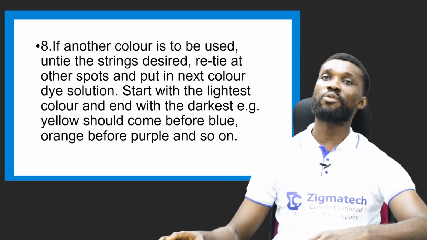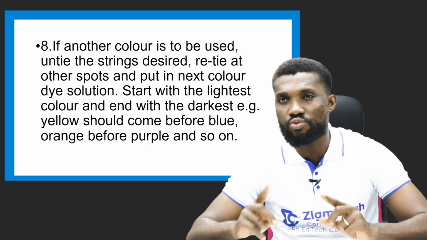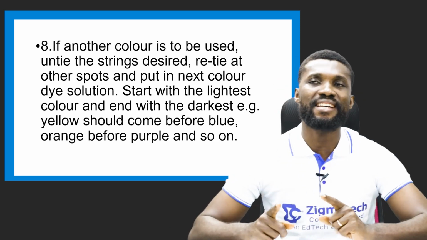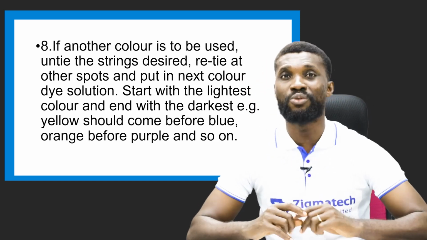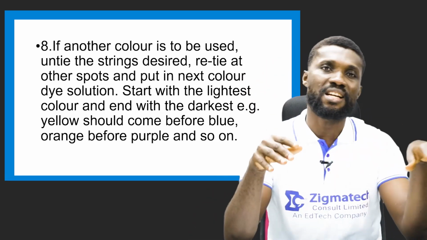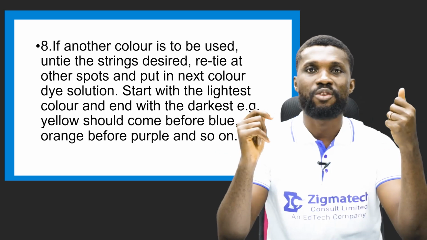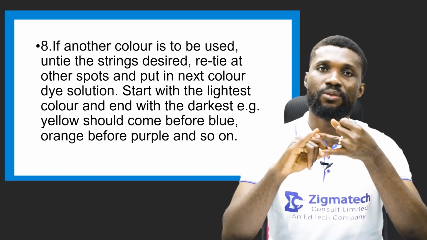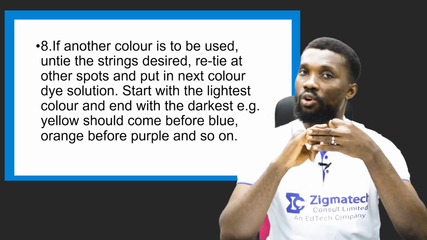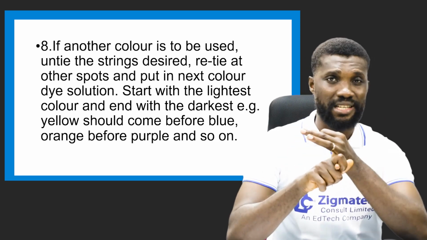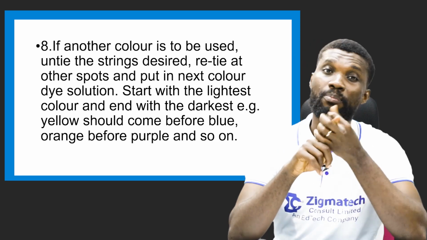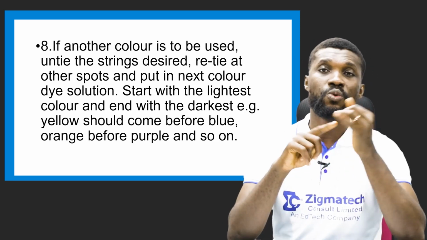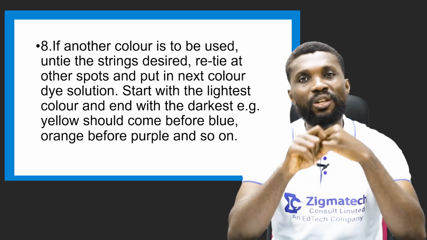All right. Now if you're using more than 2 colors, you're advised to start with the lightest color. Whenever you're making any dye production, you must start with what? The light color. For example, you're working with 3 colors: you have red, yellow, and purple. Automatically, you should know that your yellow is the brightest color there, followed by your red, before the purple. The purple is the darkest color. So therefore, you have to start with the yellow first.